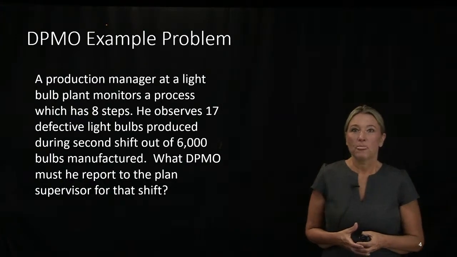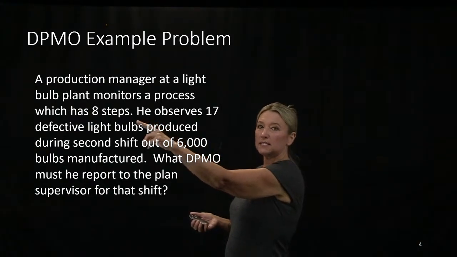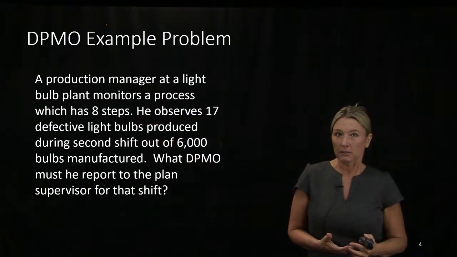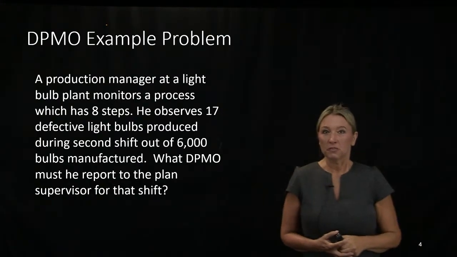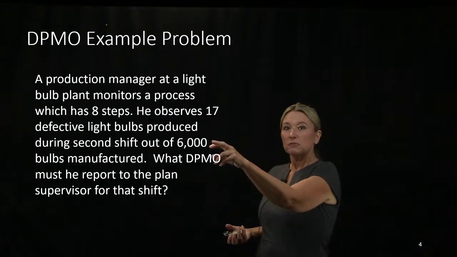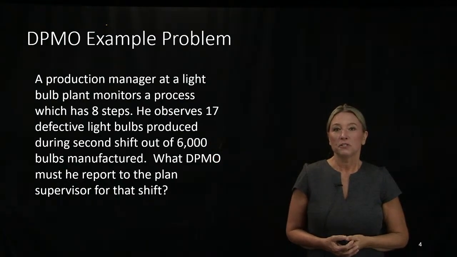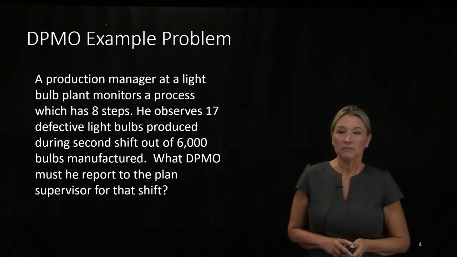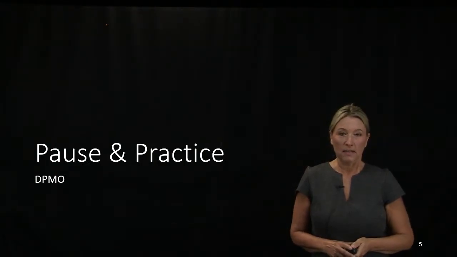Next example. You've got a process with 8 steps. So that is the number of opportunities for error. You have 17 defects in your sample. The shift made 6,000. That's the sample size for this. So see if you can figure out what's the defects per million opportunities for this data set. Pause and work on that handout.